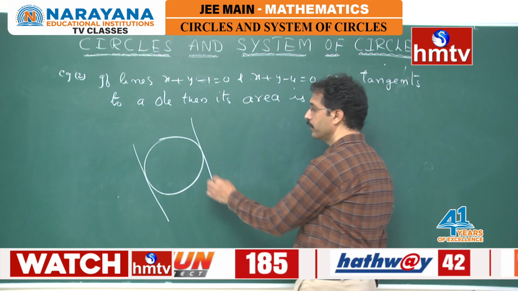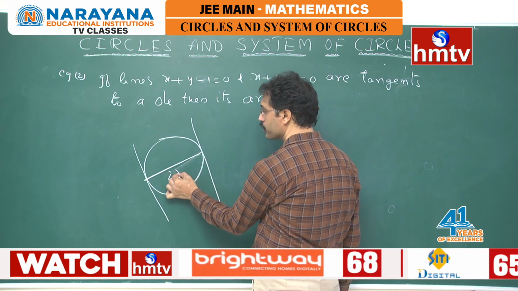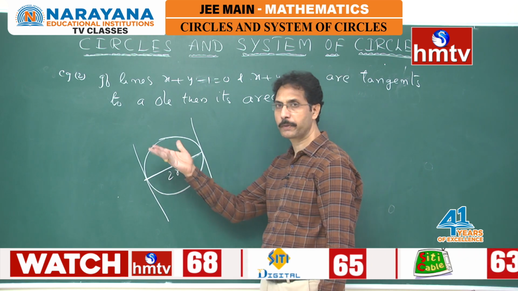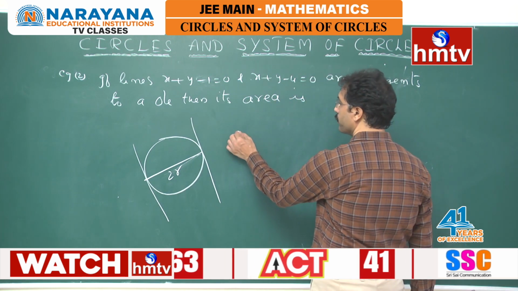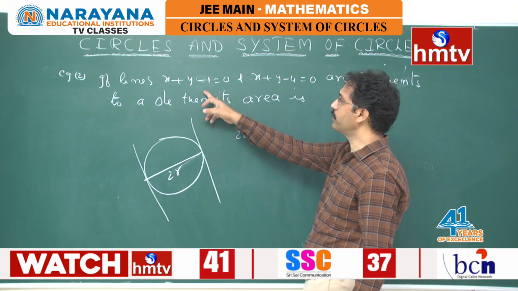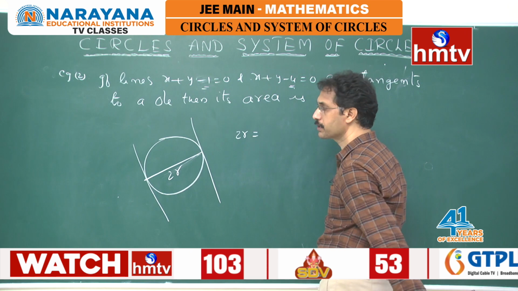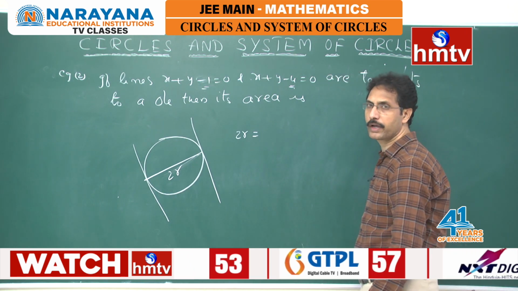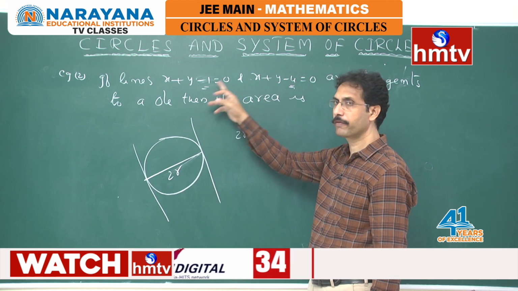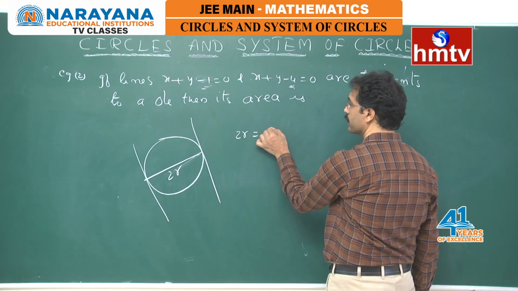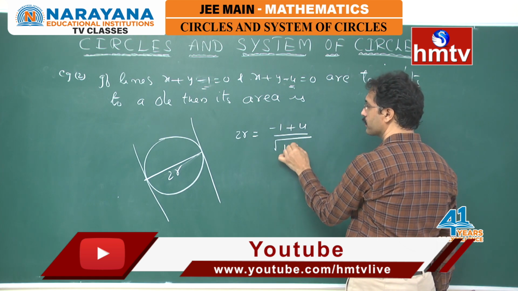So to find this, we will find the distance between these parallel lines. Then you will get the diameter, that is 2r. Then the area of the circle can be taken as pi r square. So we will first find the distance between these two parallel lines. That is, distance between parallel lines, 2r, is equal to, we know the formula for ax plus by plus C1 and ax plus by plus C2, that is |C1 minus C2| upon root of a square plus b square. Here C1 is minus 1, C2 is minus 4, upon root of a square plus b square, 1 plus 1.